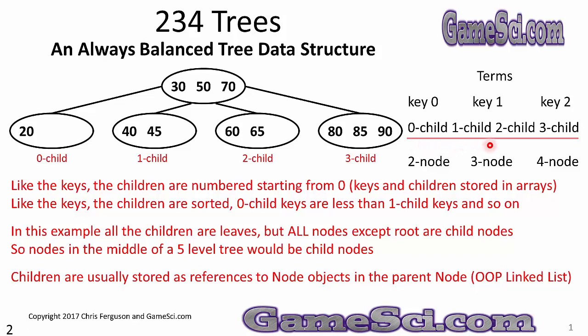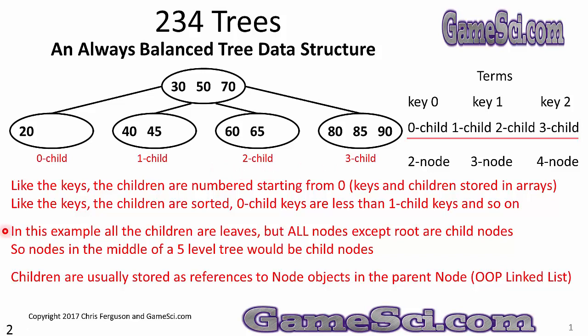0 child, 1 child, 2 child, 3 child. Like the keys, the children are numbered starting from 0. Keys and children are often stored in arrays. Arrays start at 0, so we name our keys and our children starting with 0. Like the keys, the children are sorted. 0 child keys are going to be less than 1 child keys, which are going to be less than 2 child keys, and so on.